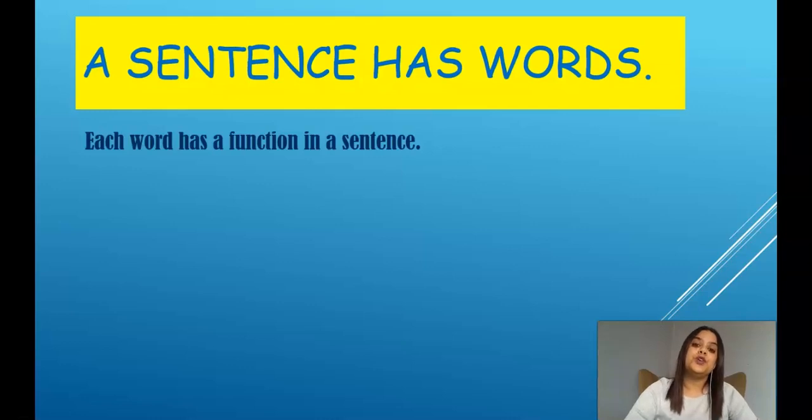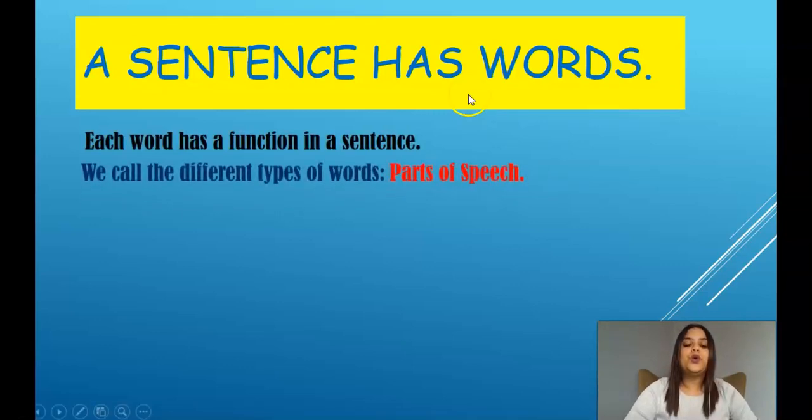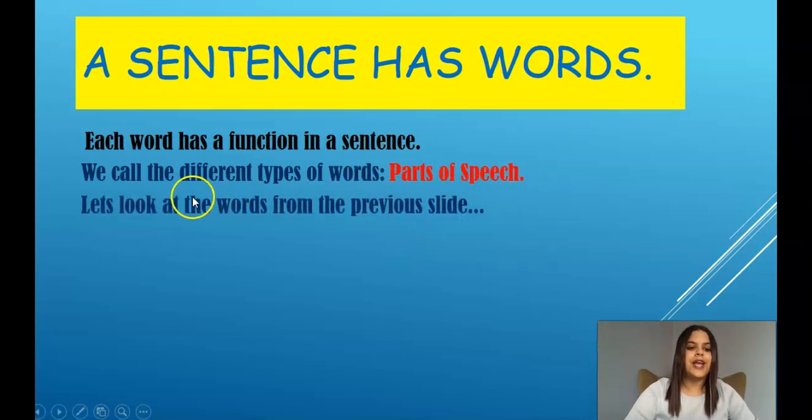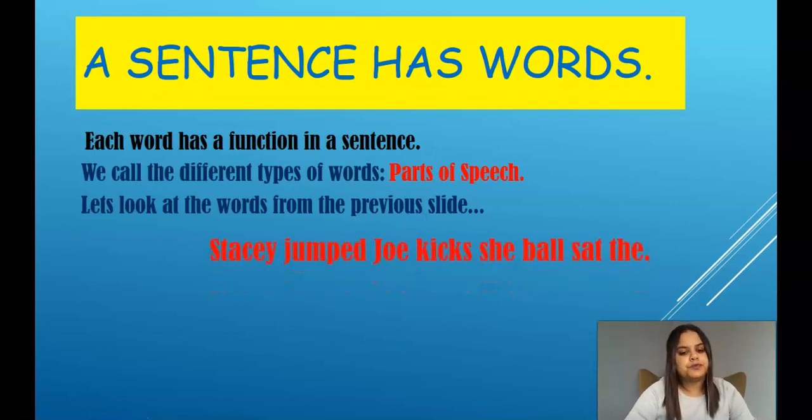So now we've come to the conclusion that a sentence has words, right? Each word has a function in a sentence. Like I said, there's a purpose for it. We call the different types of words parts of speech. Let's look at the words from the previous slide. So now we're going to look at the same words that we've just seen. Stacy, jumped, Joe, kicks, she, ball, sat, the. Okay, so those are the words that were on the previous slide.